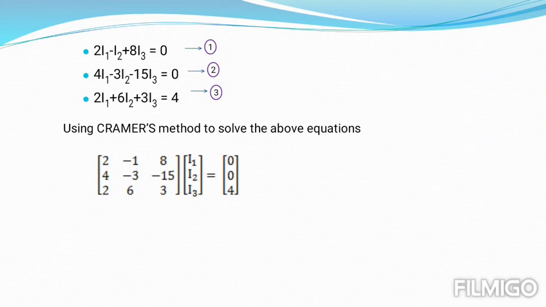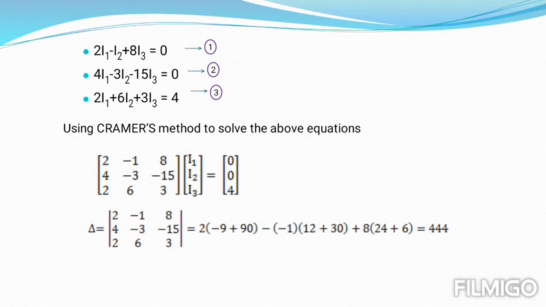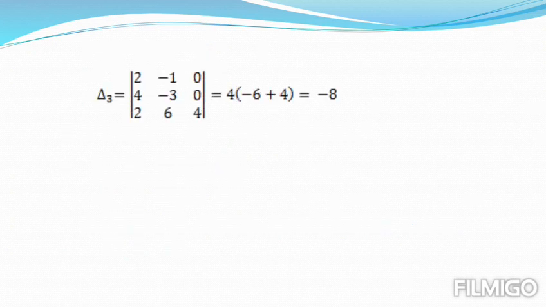And once this equation has been formed, we are asked to find out I3, which will be equal to delta 3 by delta, and we need to find out the values of delta 3 and delta here. Delta means the determinant of the basic matrix that we have formed earlier, which gives rise to the value of 444. I hope that all of you know how to evaluate the value of this determinant for a 3 by 3 matrix. Similarly, we find out the determinant of delta 3 by replacing the third column with the right hand side values. Here delta 3 we have got the value as minus 8.